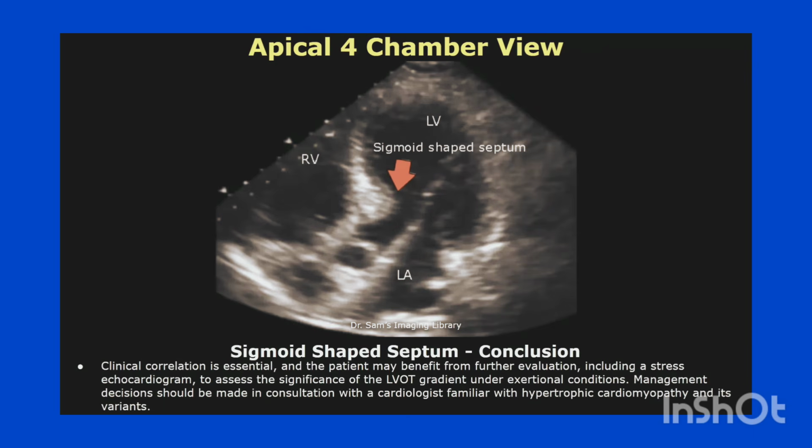Clinical correlation is essential, and the patient may benefit from further evaluation, including a stress echocardiogram, to assess the significance of the LVOT gradient under exertional conditions. Management decisions should be made in consultation with a cardiologist familiar with hypertrophic cardiomyopathy and its variants.